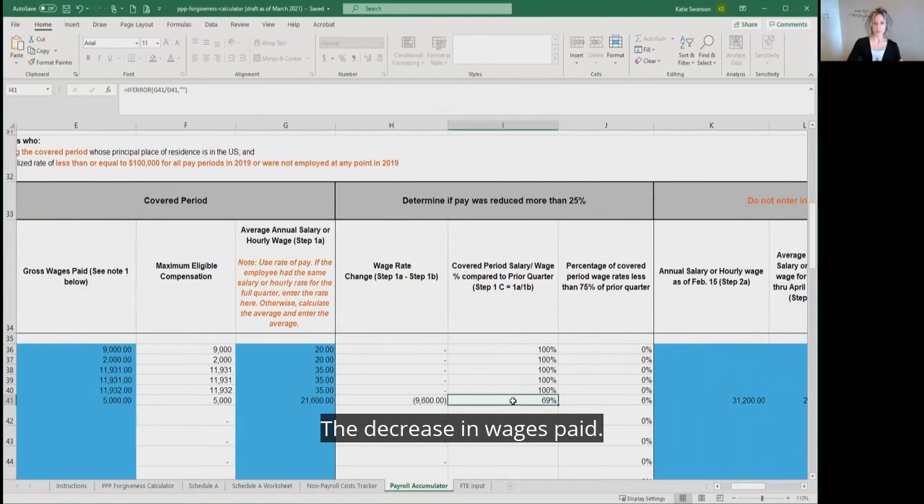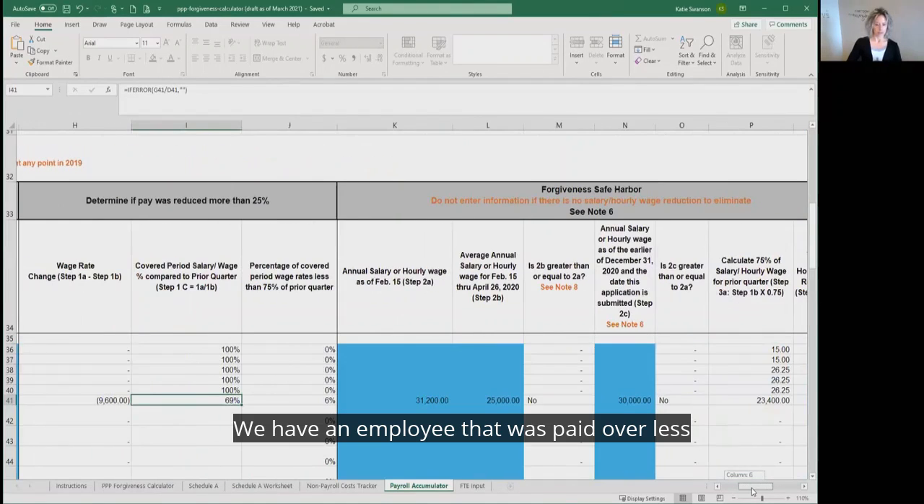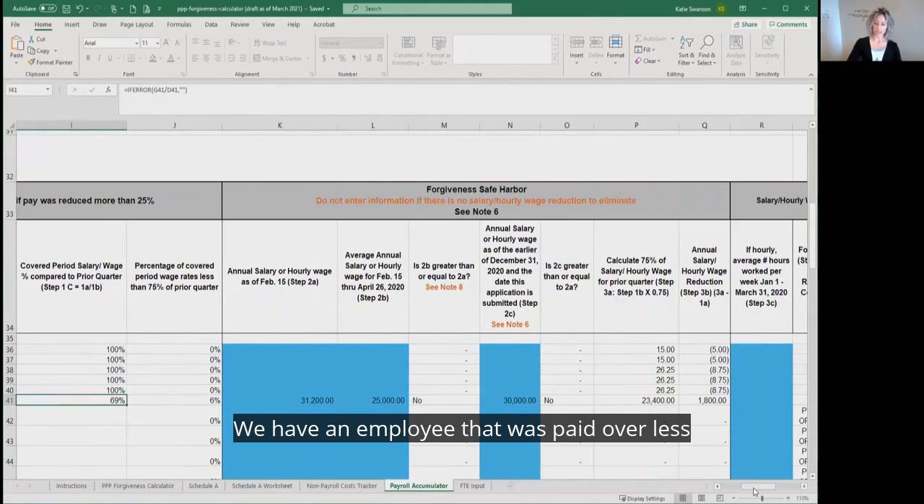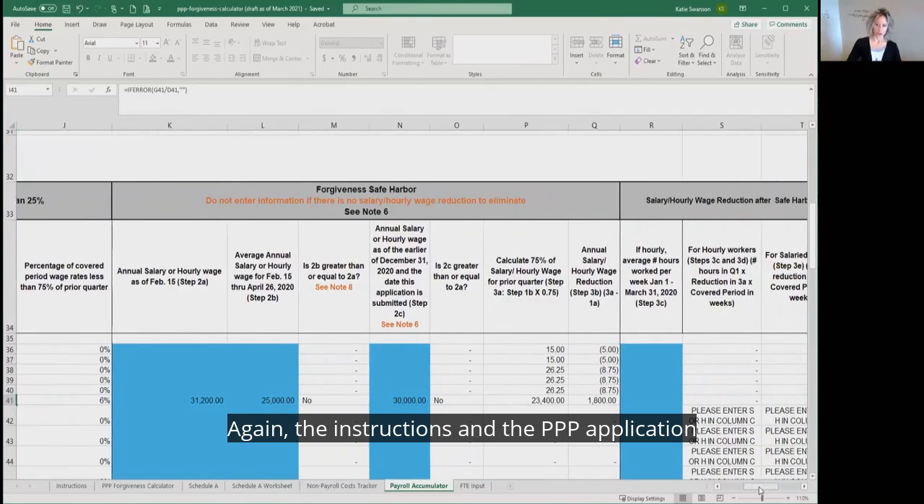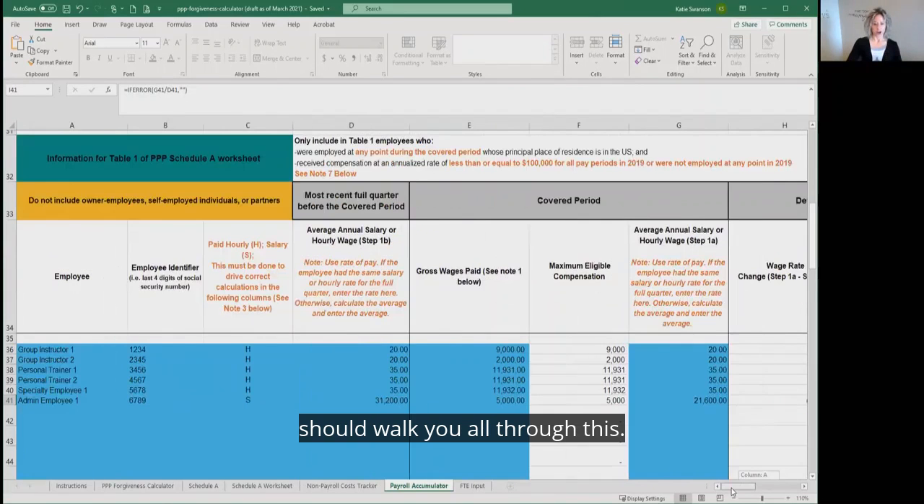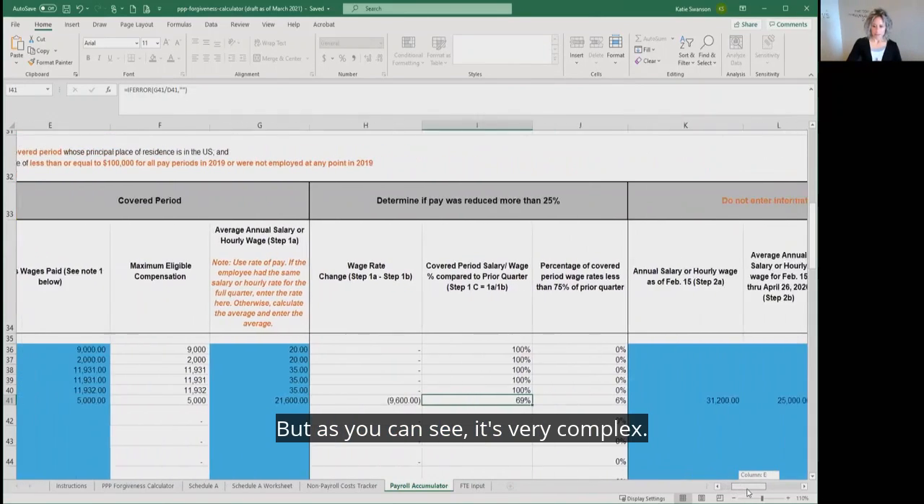So if you experience a more than 25% decrease in the wages paid to any employee during the covered period, then your forgiveness is going to be impacted. So here, we're at 31%. We have an employee that was paid over 25% less during the covered period than they were prior to that. So then the next thing is we need to calculate what the impact on forgiveness is. And this Excel sheet is doing all of this for me. Again, the instructions in the PPP application should walk you all through this, but as you can see, it's complex.